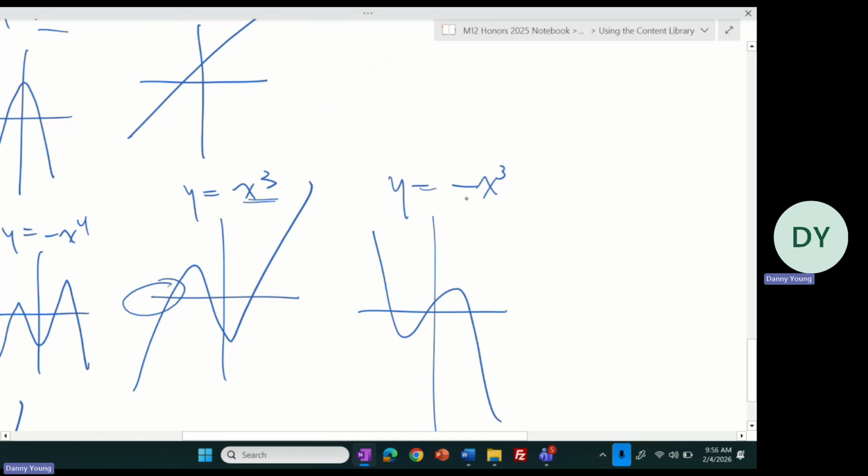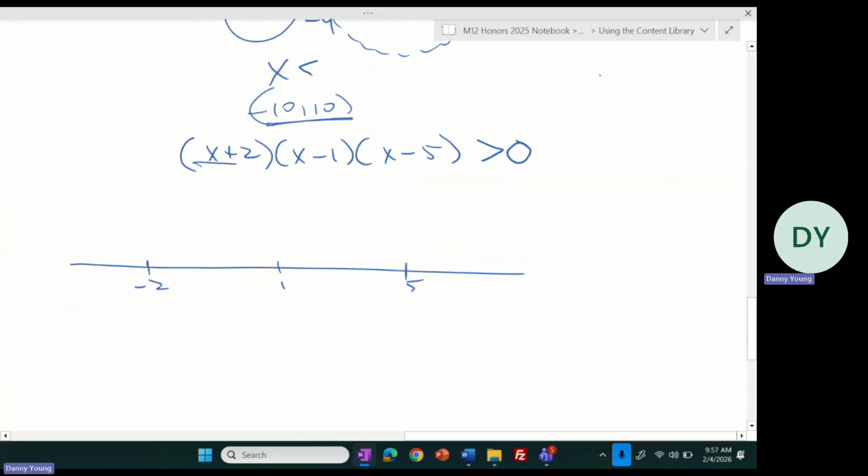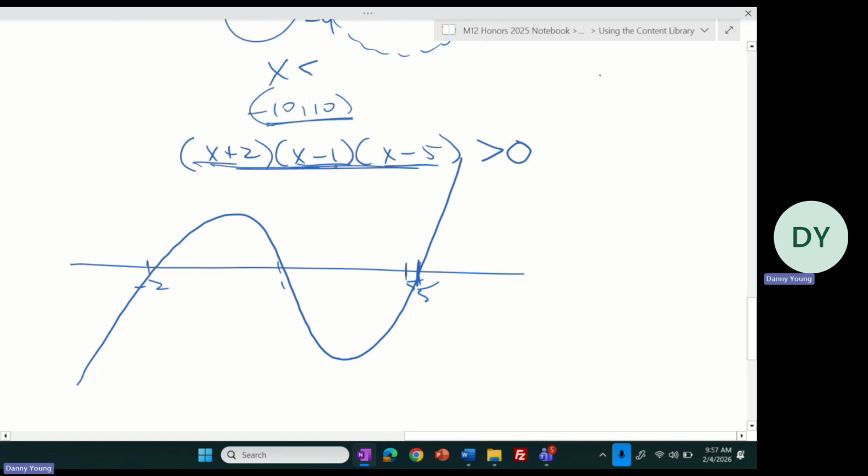Because it has a negative sign, it'd be upside down. How many x's would there be if you expand it out? 3. That means on the left side, will it be at the top or the bottom? Bottom. So it'll be like 1, 2, sorry, there's a 5. My bad, I can't draw 5. Okay with that?